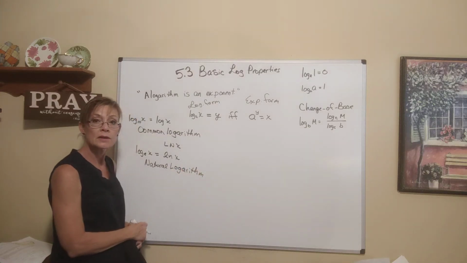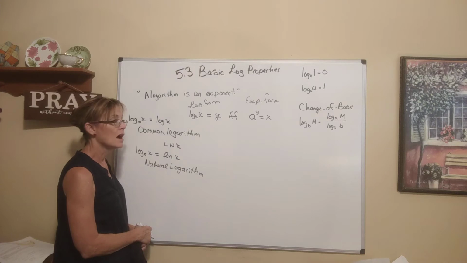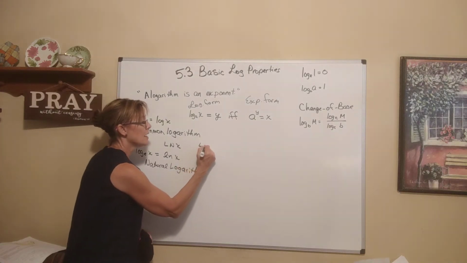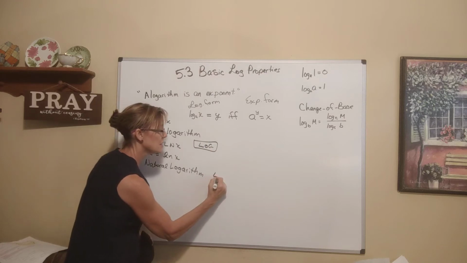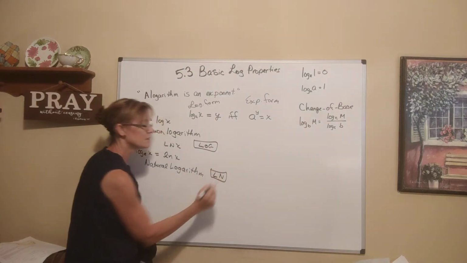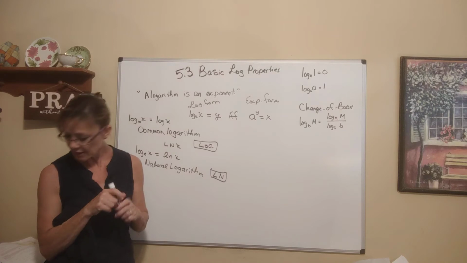Now, on your calculator, you will see a button, log. And on your calculator, you will also see a button, ln. Those are on the face of any scientific calculator.